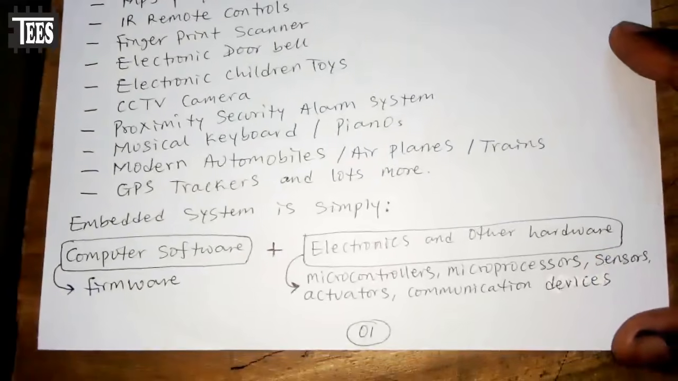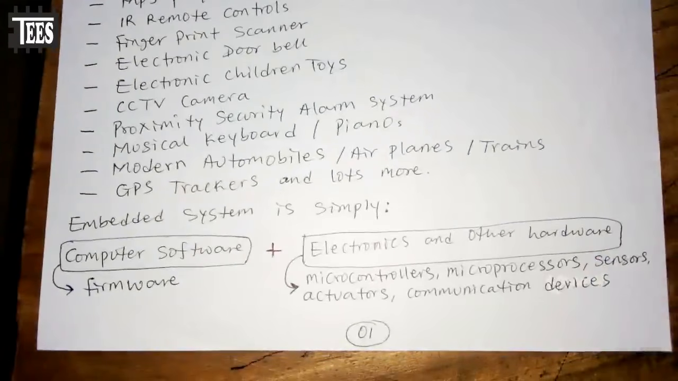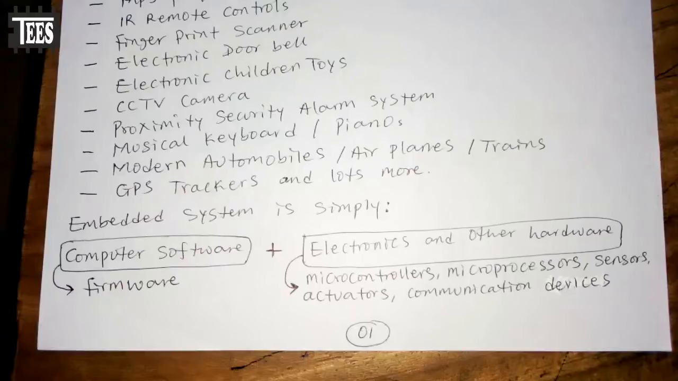So in simple terms, an embedded system is simply computer software plus electronics and other hardware. The software we develop for embedded systems, we refer to as firmware. That is the software that stays inside the hardware for the purpose of making the hardware functional to carry out the dedicated tasks. And the electronics and other hardware include microcontrollers, microprocessors, sensors, actuators, and communication devices.